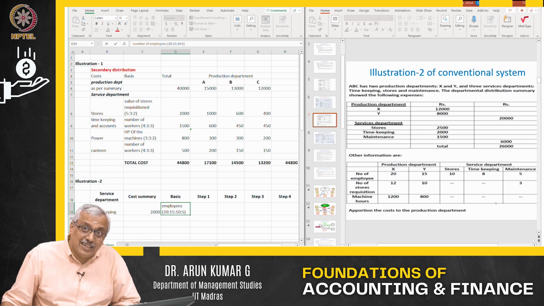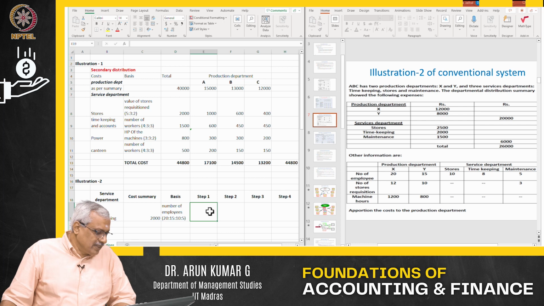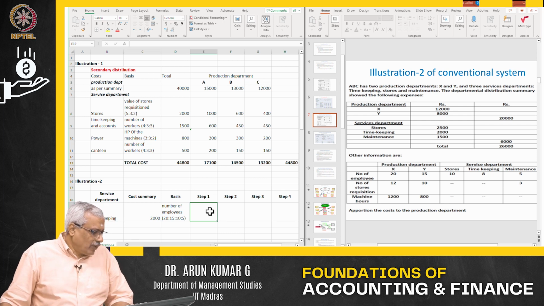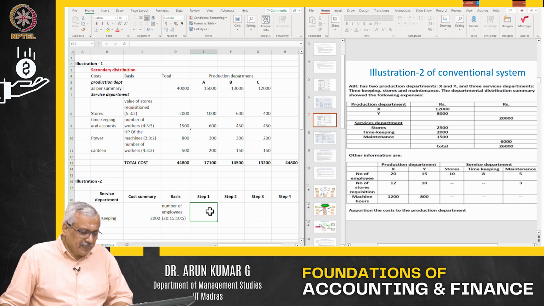I am going to ignore this 8 because the cost of these 8 people in the timekeeping department is going to be borne by the other 4, that is the 2 production departments and the other 2 service departments. So, this is the cost summary and this is what I have to allocate. So, what happens is when I am allocating out here, step 1 in this particular case is I am just going to allocate it.